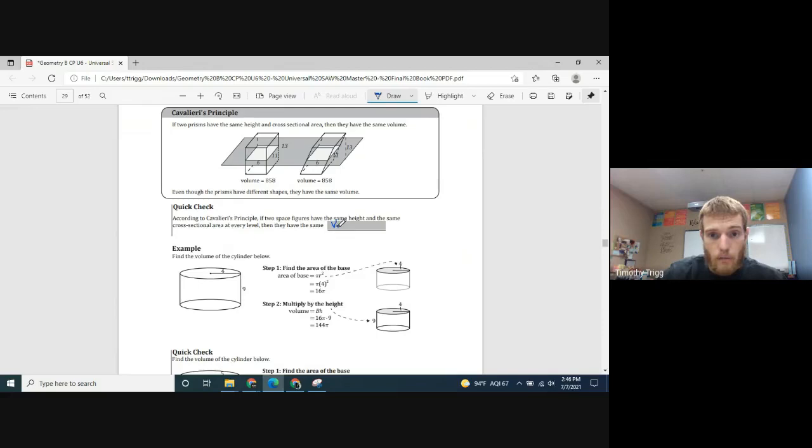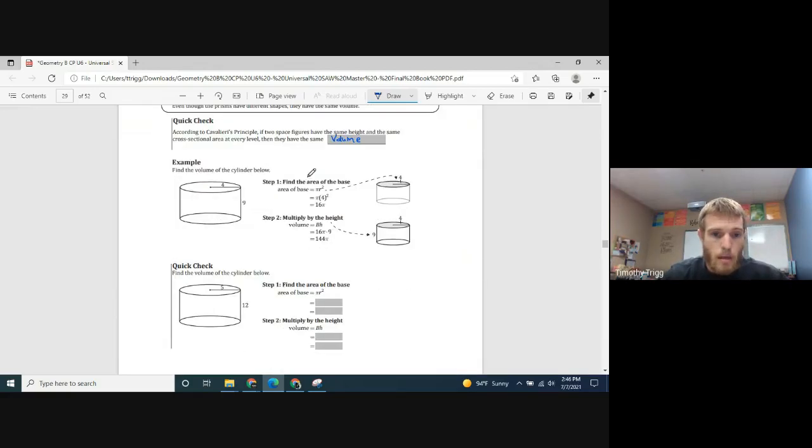This will be on the test, so make sure you know Cavalieri's. Basically, the cross-sectional areas are the same all the way through. If you cut it across and they have the same area all the way through, and they have the same height, then they'll have the same volume.